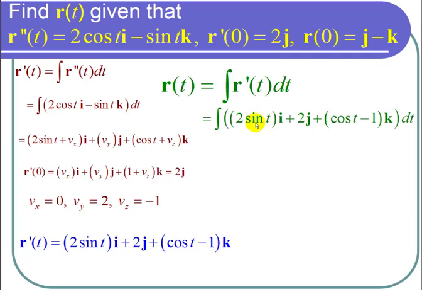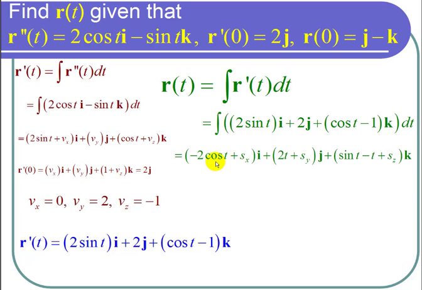The integral of 2 sine of t is negative 2 cosine of t plus a constant, which I'll call s sub x. The integral of 2 is 2t plus a constant, which I call s sub y. And the integral of cosine of t minus 1 is the sine of t minus t plus a constant, which I call s sub z.